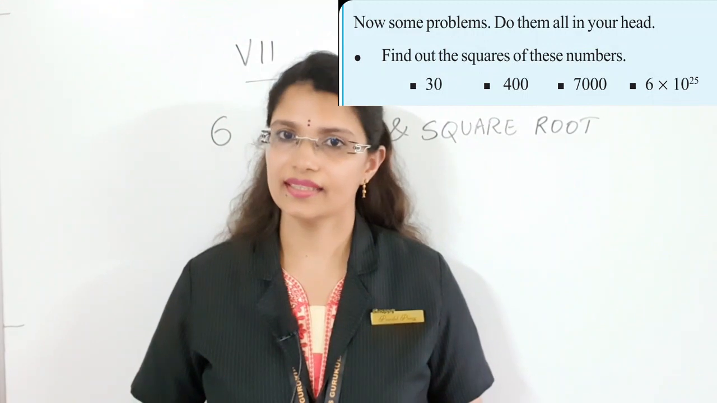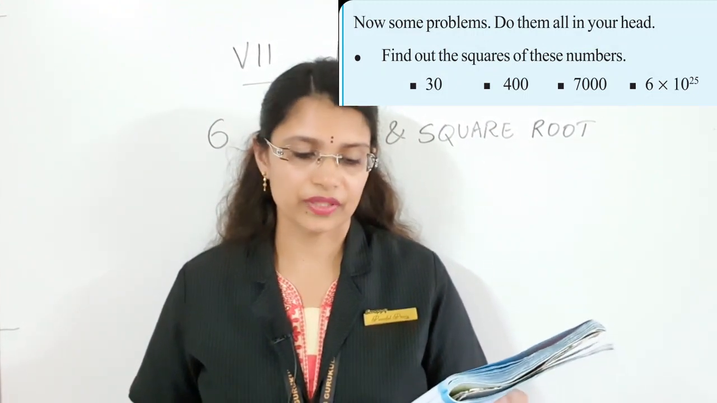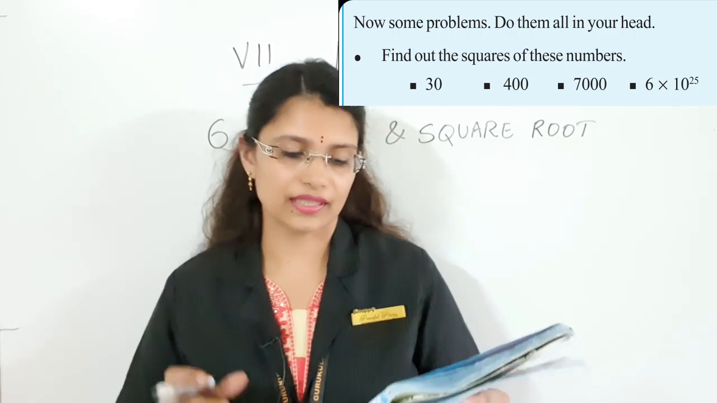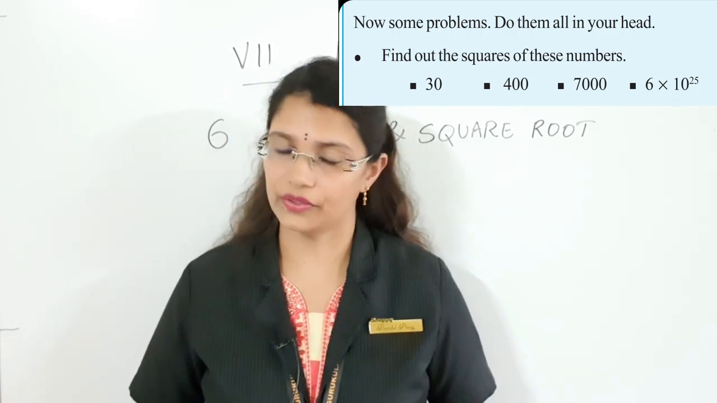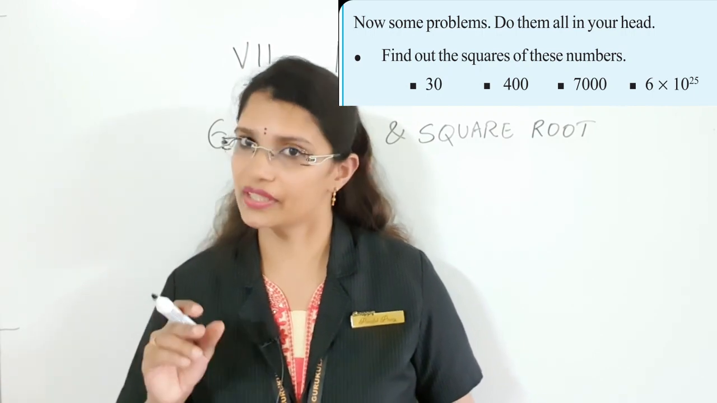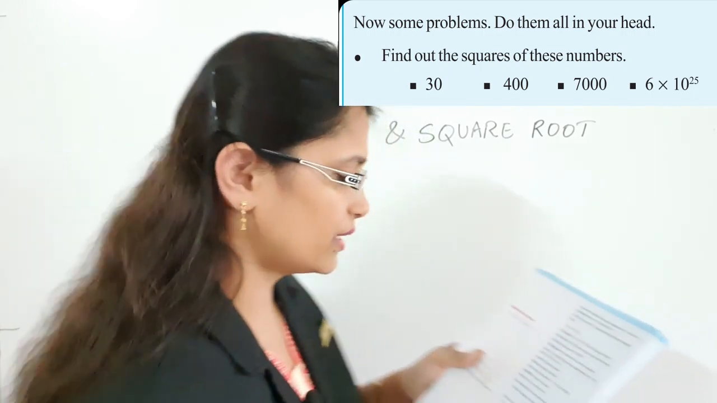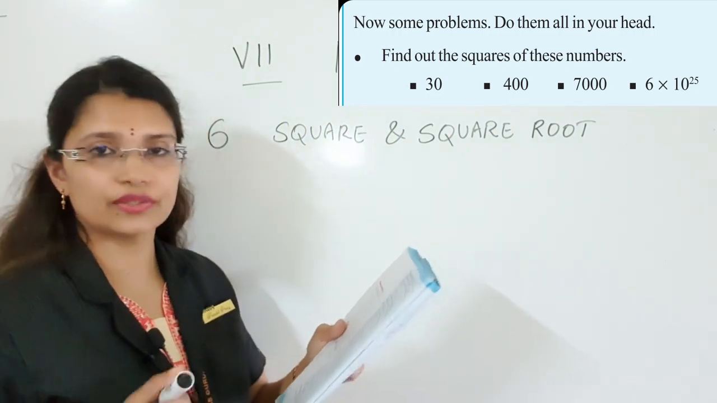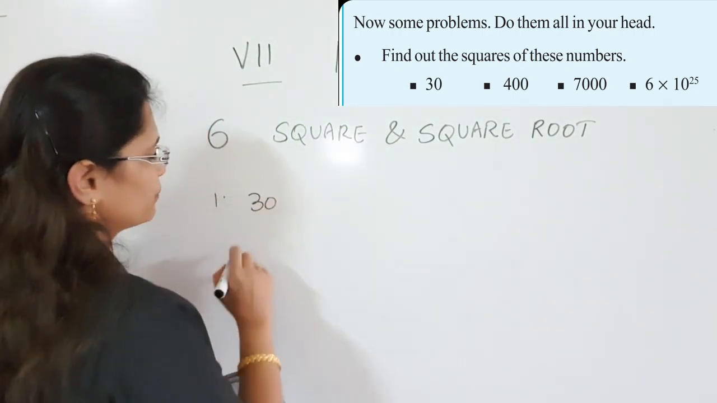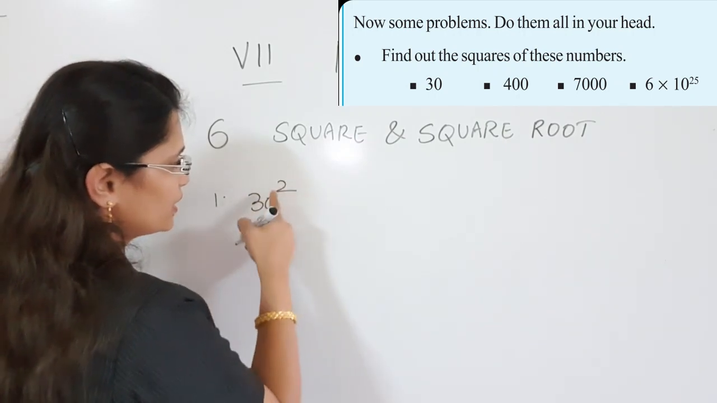Okay. Children, take page number 82. Some questions are there. We are going to do that now. Now, some problems. Do them all in your head. What does that mean? Without doing actual multiplication, you have to do this. First question. Find out the squares of these numbers. In that, first question is 30.